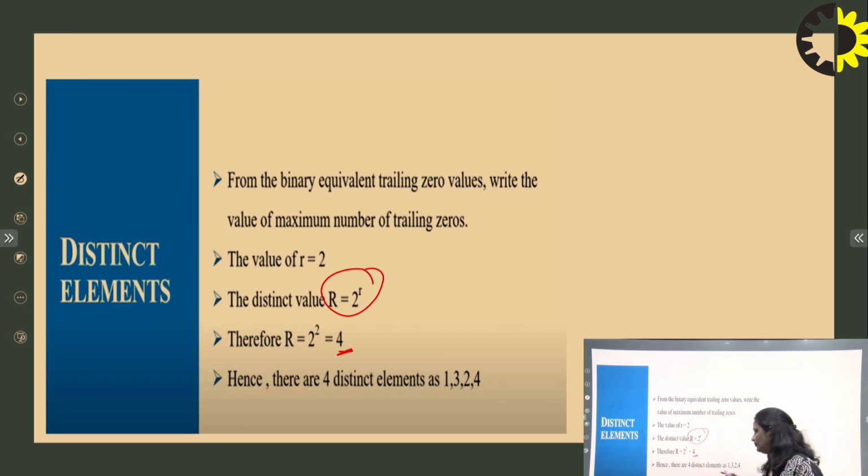Hence, there are 4 distinct elements, 1, 3, 2, 4, in the given input string. So this is how we calculate the number of distinct elements for a given input stream by using the Flajolet-Martin algorithm. I hope you understand this algorithm.